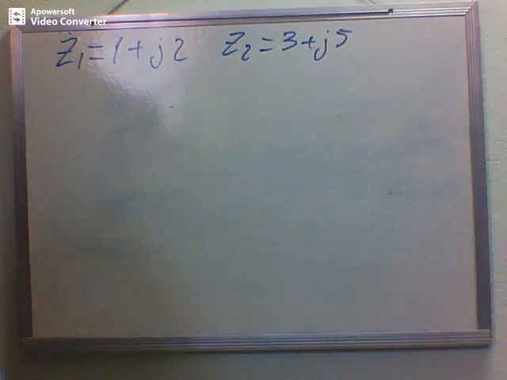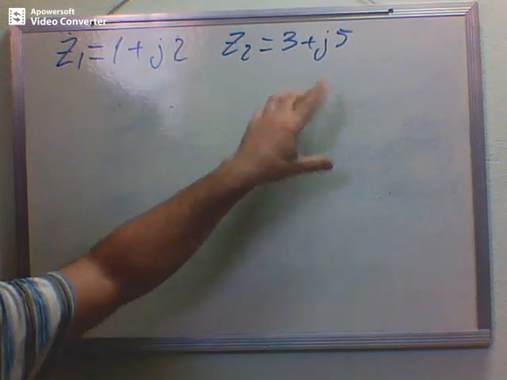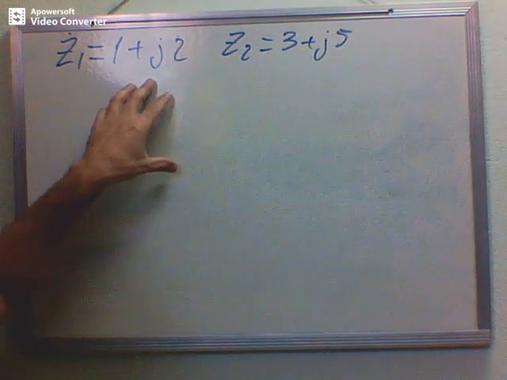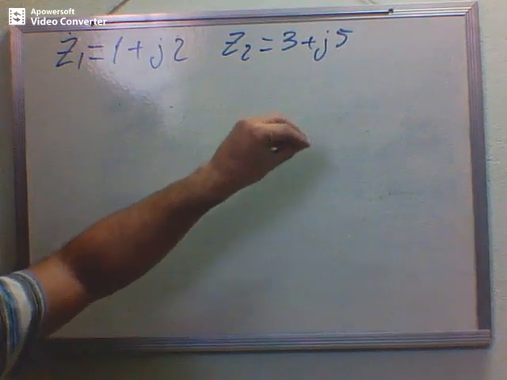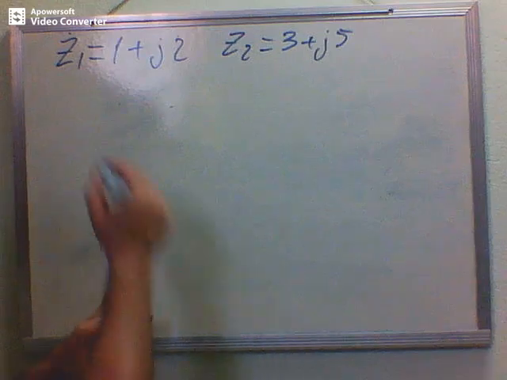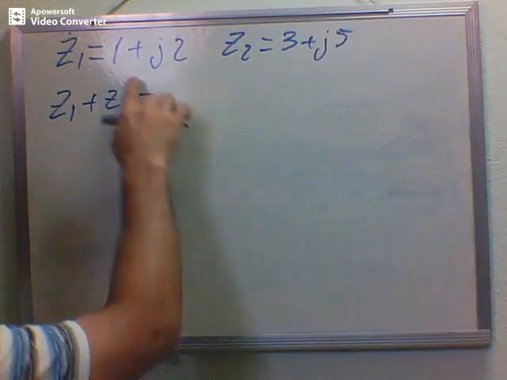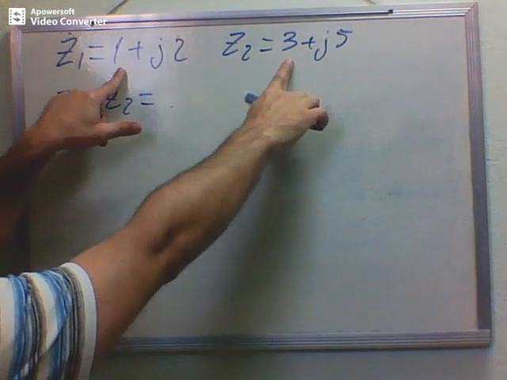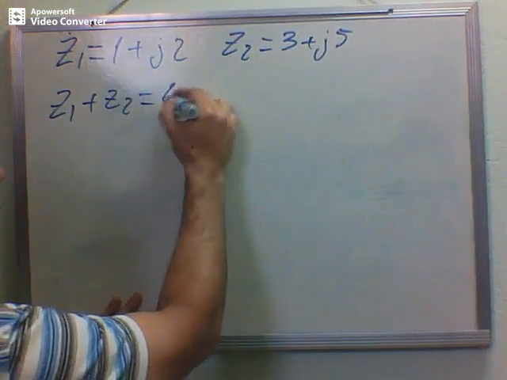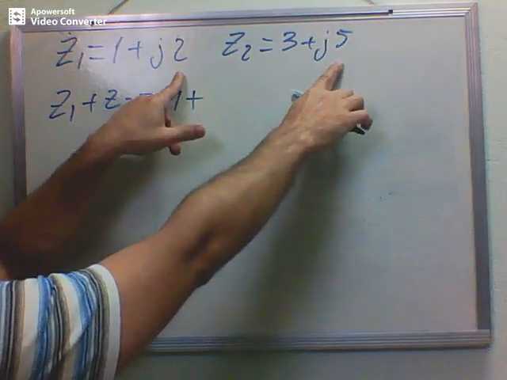If I want to do addition or subtraction with these complex numbers, and they are in the Cartesian form, it's going to be very easy to operate this addition. Z1 plus Z2 is equal to, we simply add the real parts and we add the imaginary parts.